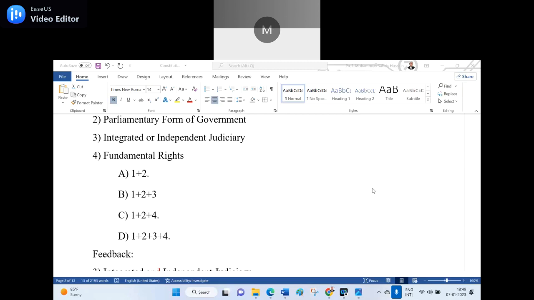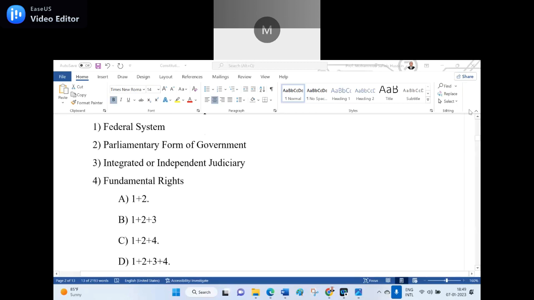What is 1, sir? Can you please move upside? Federal system. Federal system is not there. It should be 2. C. If I say C is the right answer, why is C the right answer? Integrated or independent. Independent judiciary, sir. It is independent judiciary, I know it. But why is 3 wrong? You tell me the reason.